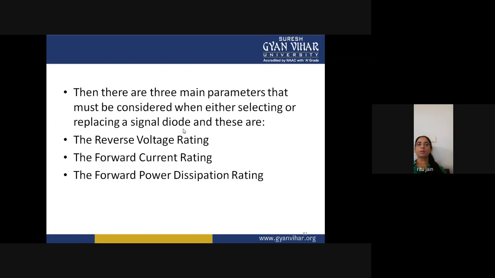Forward current rating means the maximum current which can flow through the diode in forward biasing condition. And the reverse voltage rating means the maximum voltage which can be tolerated by the diode when you apply a negative or reverse voltage across the diode. So when you are replacing the diode in any circuit or in any equipment, first you have to consider these three points of the diode: one is your reverse voltage rating, another is your forward current rating, and third is your forward power dissipation rating.